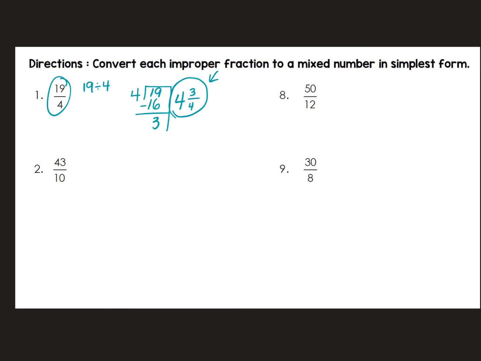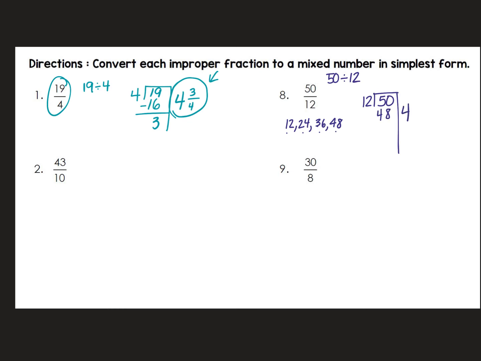All right, let's try number 8. Remember, this is basically a division problem: 50 divided by 12. So I'm dividing by 12. I'm going to see how many times it can go into 50. Oh boy, I think I need to do some skip counting. I've got 12, 24, what's next? 36, 48. Will that help me? 12 times 1, 12 times 2, 12 times 3, 12 times 4.